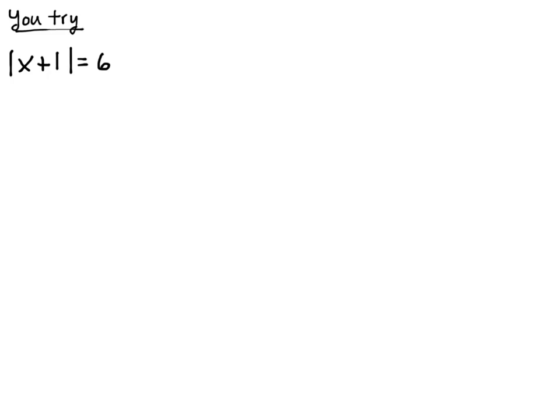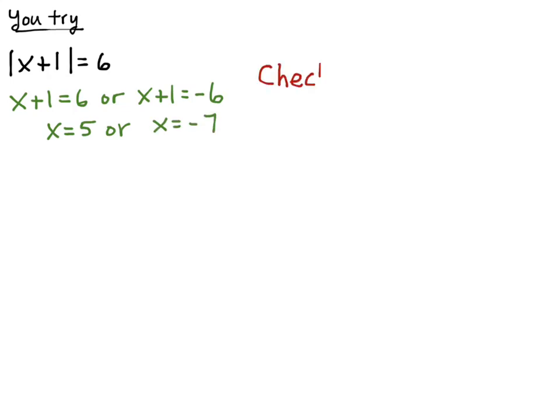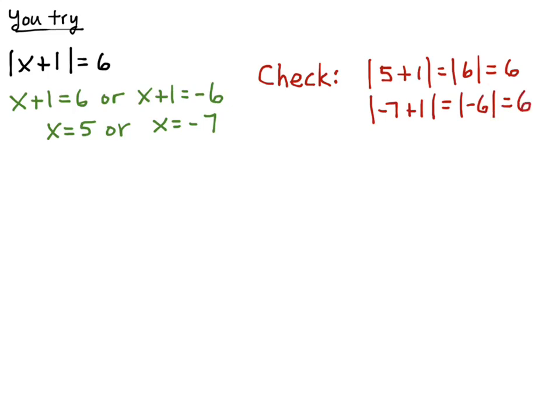Okay, so what do you think? Anybody get it? X equals 5 or x equals negative 7. Okay, great. So how did you set it up? What was the first equation you had? I just had x plus 1 equals 6, or x plus 1 equals negative 6. Okay, so you set it up like that, and then you just solve them. Okay, and we can check it by putting it in, and we get it exactly right. Okay, let's try the next one. Here's one that's a little more difficult.